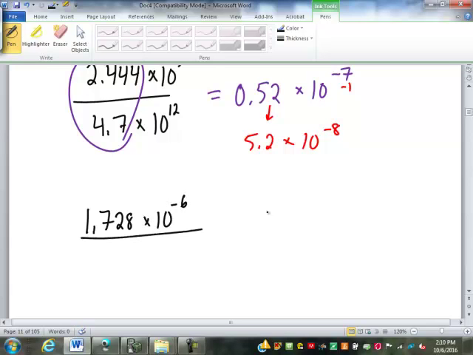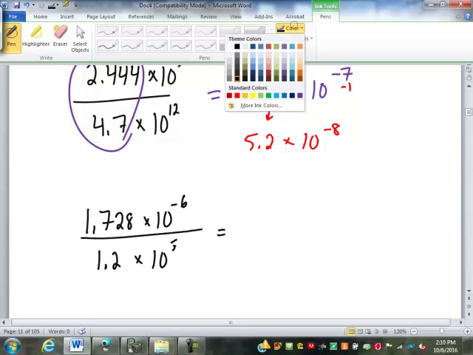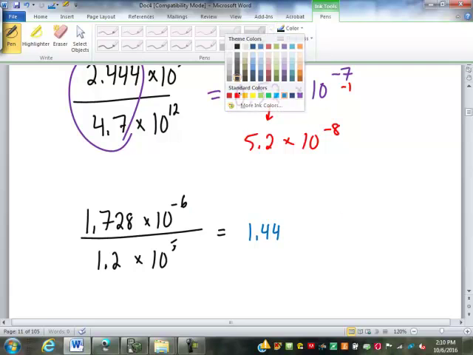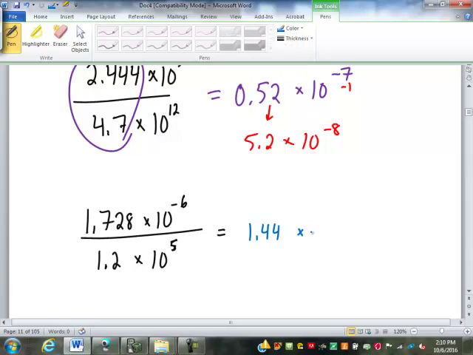So try 1.728 times 10 to the -6 divided by 1.2 times 10 to the 5th. So we divide 1.728 divided by 1.2 is 1.44. So now we also divide our powers of 10. 10 to the -6 divided by 10 to the 5th is -6 minus 5 is -11. Are we done? Yes, we are.